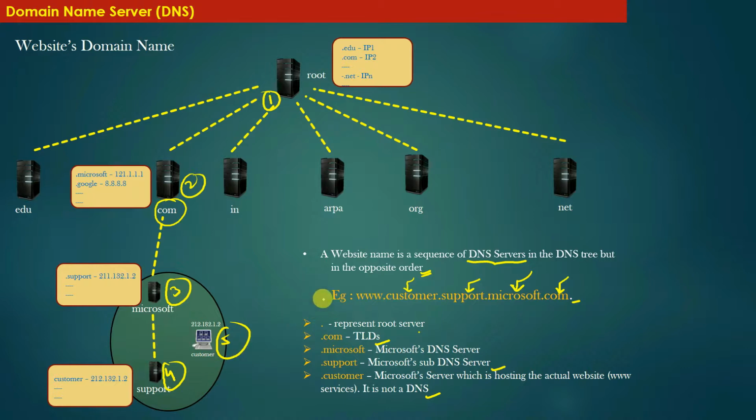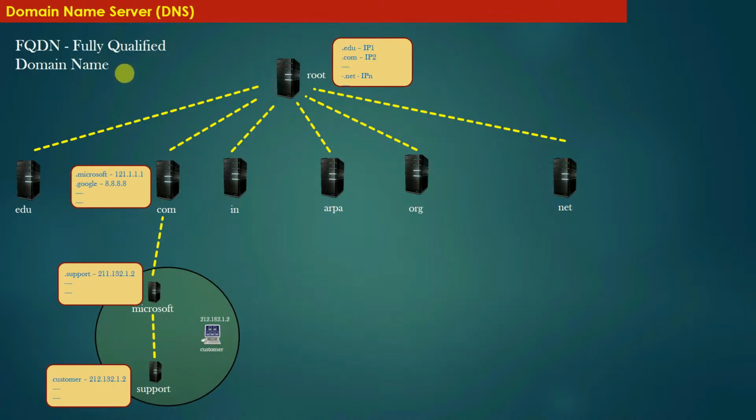So you can see that the name of the website is the composition of names of DNS servers starting from the root of the DNS tree and moving towards the leaf of the DNS tree. So this is how the names of the websites are derived. Right? Now let us discuss what exactly a fully qualified domain name is.